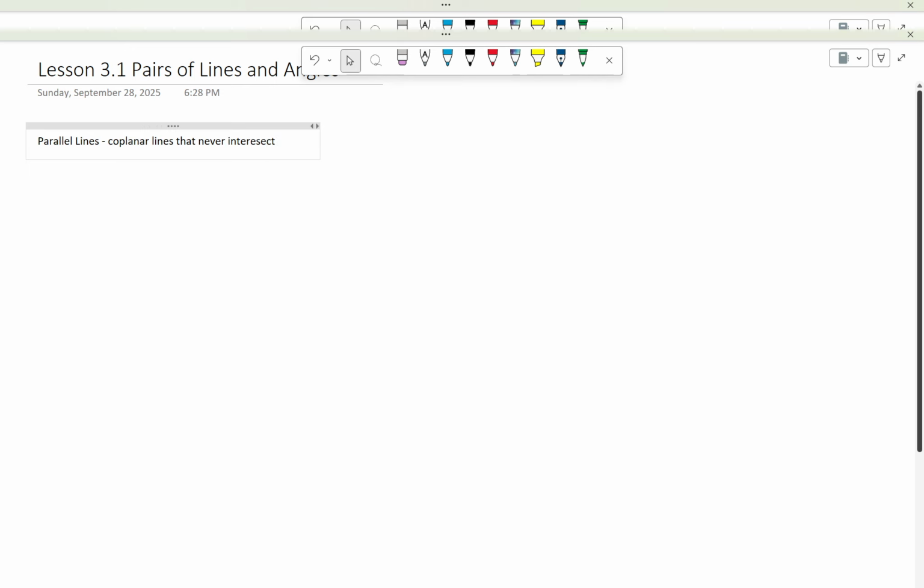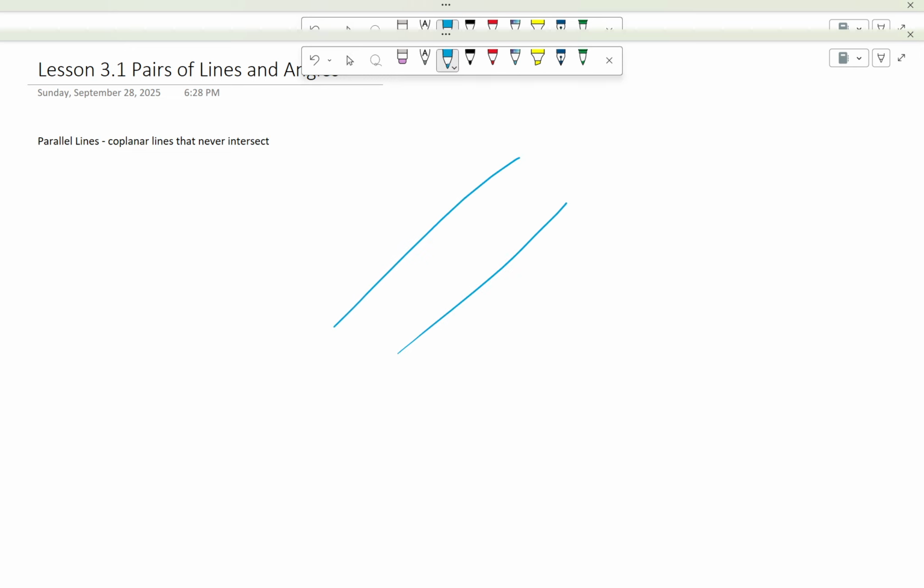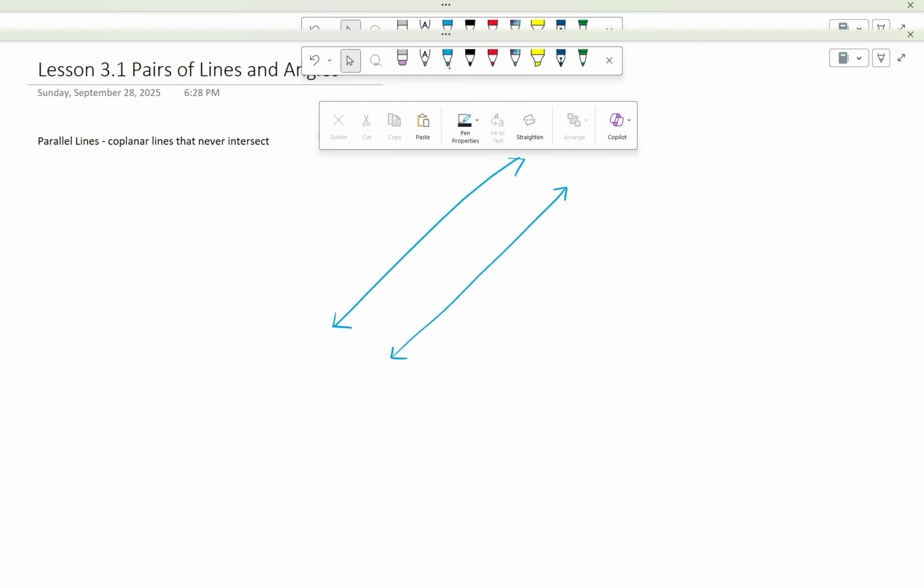Intersect. So, think about this. If I have two lines, like railroad tracks, let me draw this a little bit better for you guys. I'm putting my little arrows on the end, showing that these extend infinitely. And these lines are going to go on, and they're never going to touch.